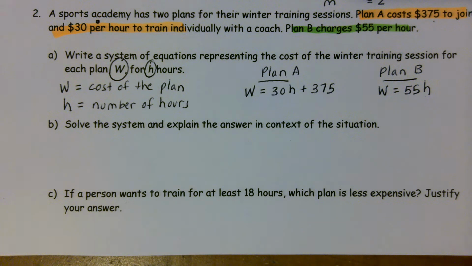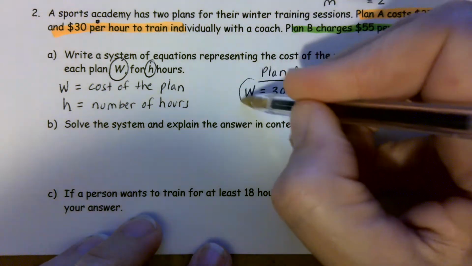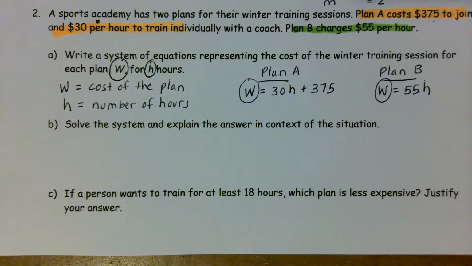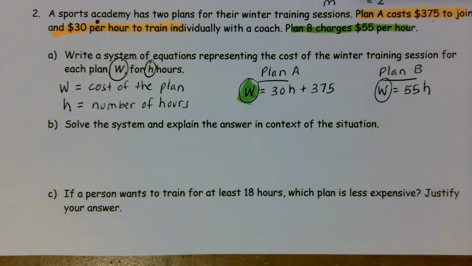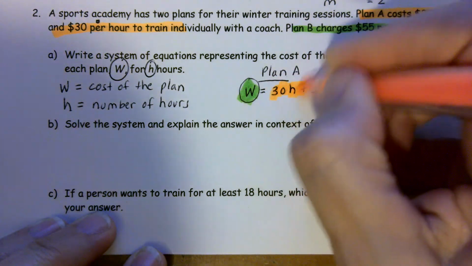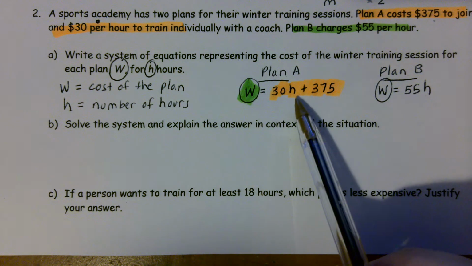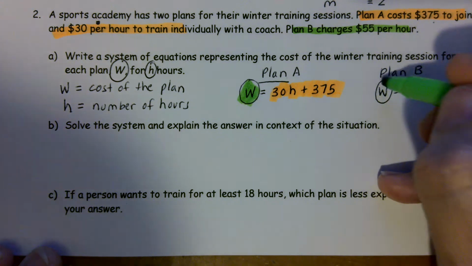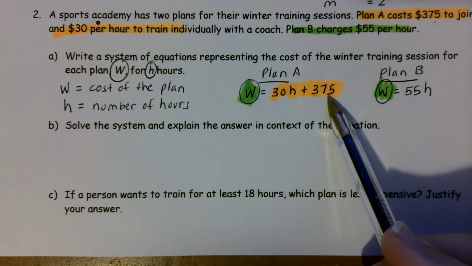Now we're asked to solve the system and explain the answer in context of the situation. So if you think about it, if we're solving the system, we want to know, when does the cost for Plan A equal the cost for Plan B. So I take a look at Plan A and I say, here's my total cost W, and that's equivalent to 30H plus 375. W has the same value as 30H plus 375. So when I see W in Plan B, I can replace it with this equivalent expression.